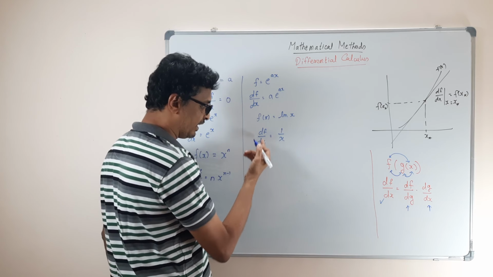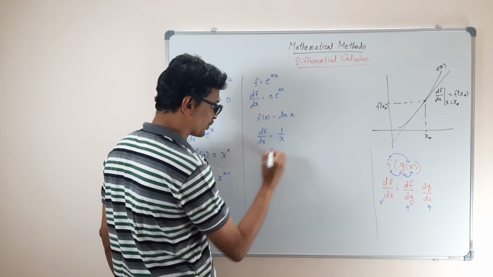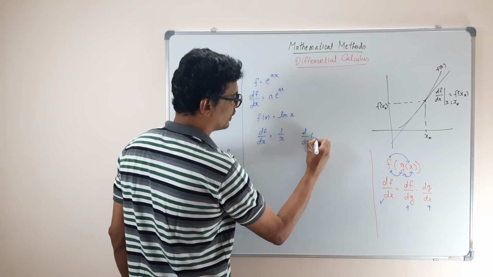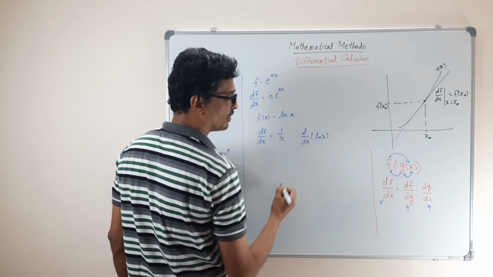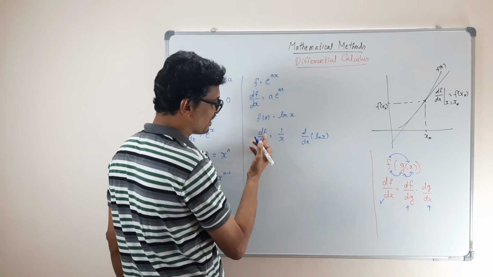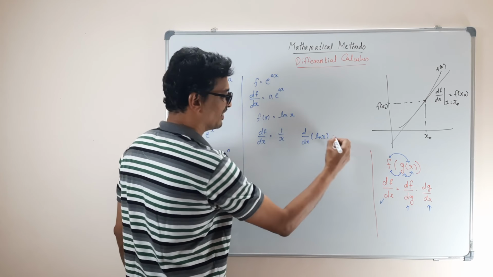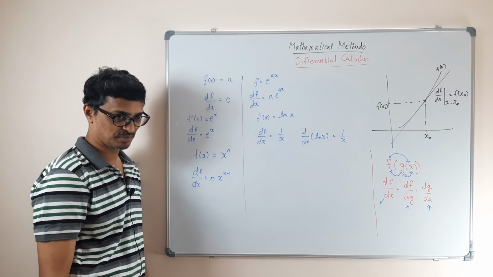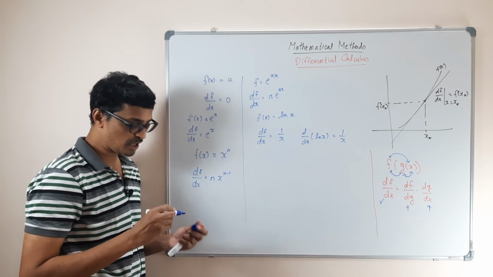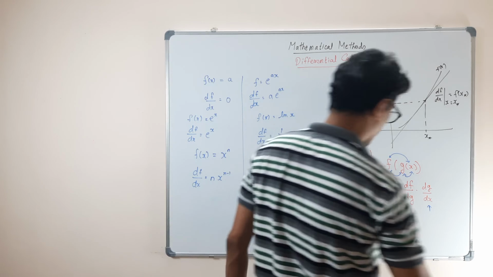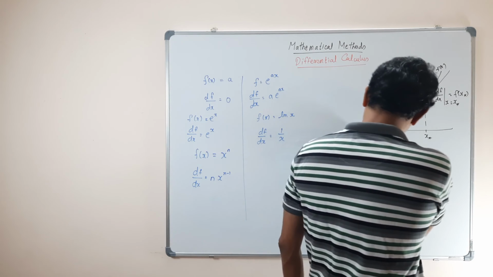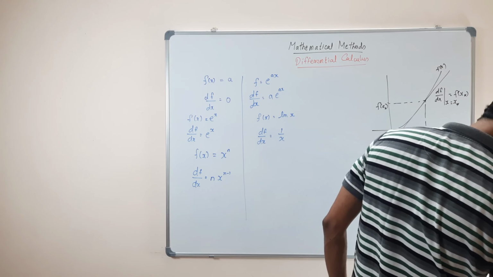Either you can write df by dx or you can write d by dx of ln x also. You are getting confused because basically I am replacing f with ln of x. You can write it this way also. It's not always that you have to write step by step. So this is another function we have. As you keep doing more and more problems, this will become easier.